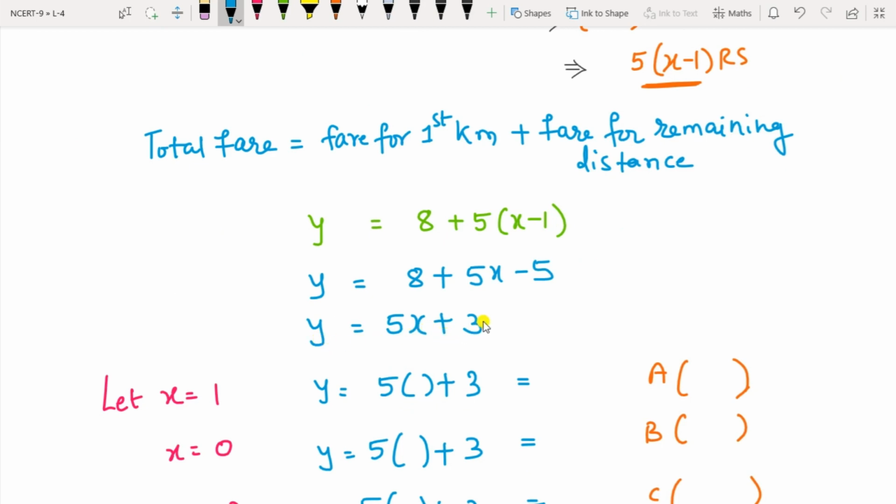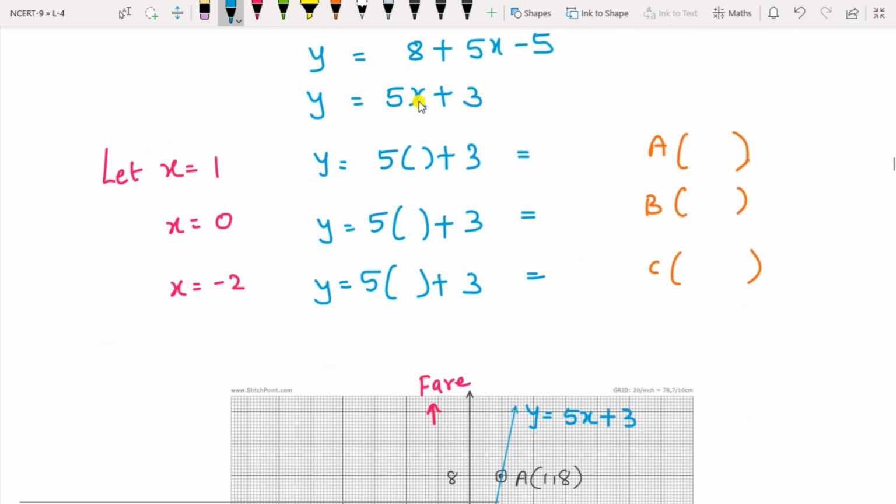Now take any values of x and substitute here. So x equal to 1, 5 plus 3 is 8. x equal to 0, that will be 3. x equal to minus 2, so minus 10 plus 3 is minus 7. Okay, so the values here you have to write x first and then y: x is 1, y is 8; x is 0, y is 3; x is minus 2, y is minus 7.